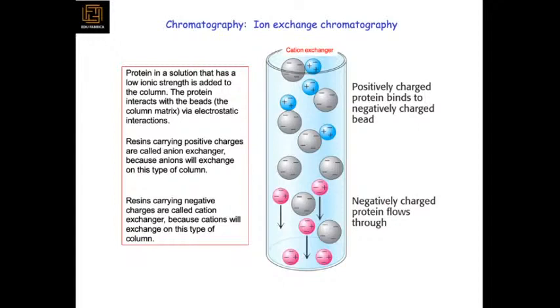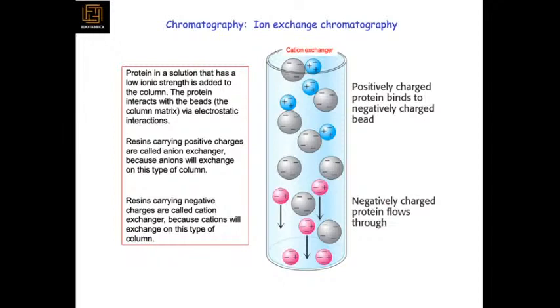Now, ion exchange chromatography. So in this, what happens is that there is an anion or cation. Either it could be cation exchanger chromatography or anion exchanger chromatography. In this one, if your beads are positively charged, proteins bind to the negatively charged beads. If your beads are negatively charged, then it's a cation exchanger. If your beads are positively charged, then it's an anion exchanger chromatography.